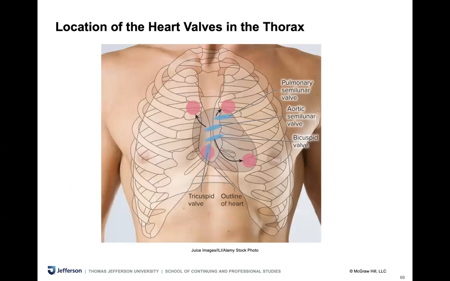When you go for a physical, your doctor will listen to your heart and usually will move the stethoscope over the chest to 4 specific areas. And the 4 areas are indicated here by the little red dots. And this is really just so that they can hear each of the 4 valves.